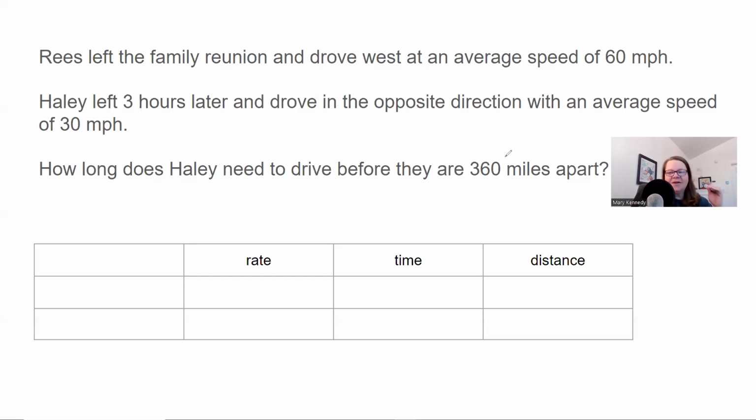All right, let's take a look at another rate, distance, time kind of problem. And you want to make sure you read through it several times, get a good sense of what is happening.